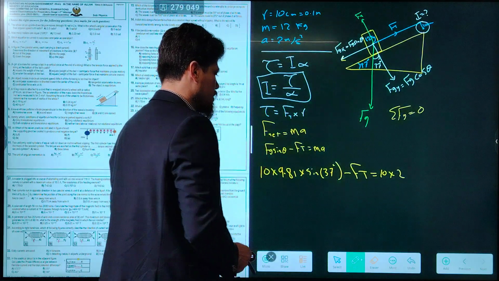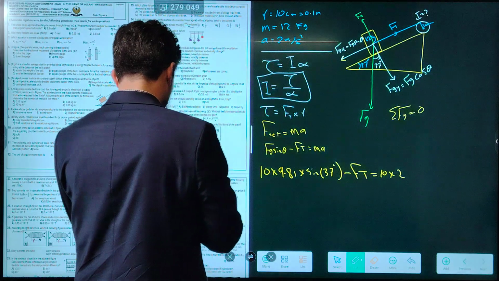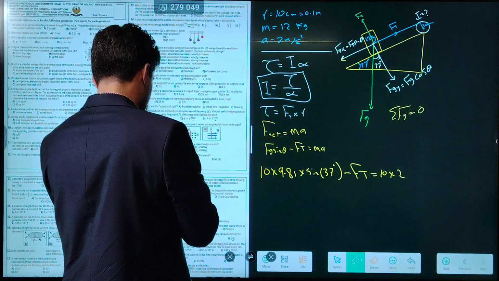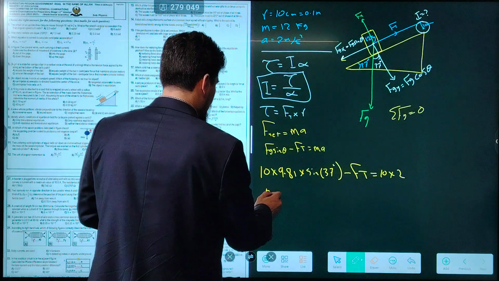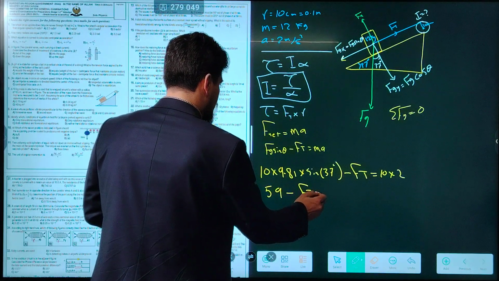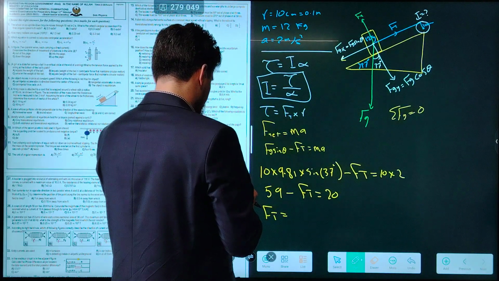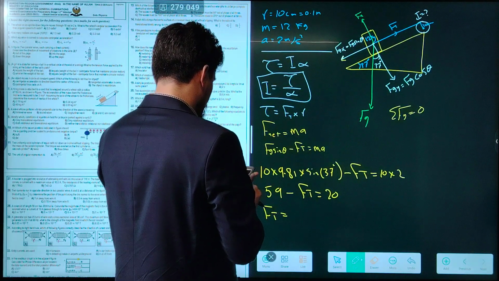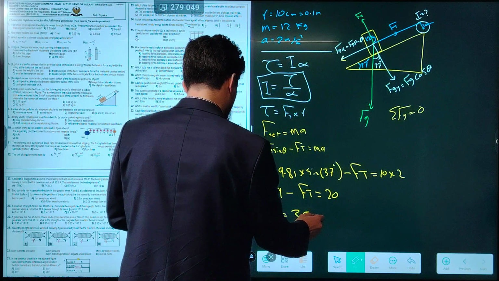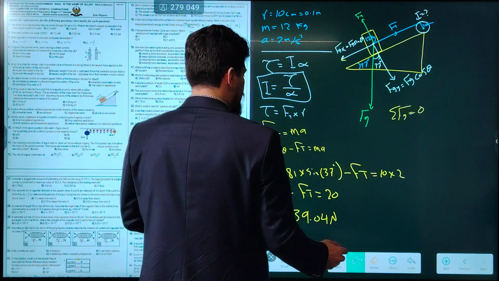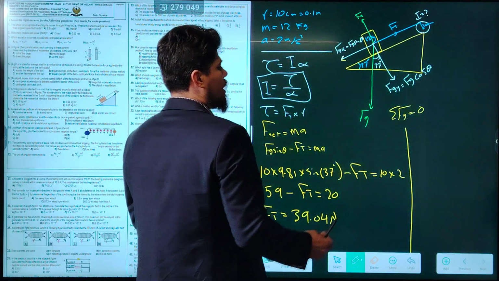10 times 9.81 times sine 37. By calculator, you can calculate 9.81 times sine 37. I got 59. Okay? 59 minus Ft is equal to 20. Ft is equal to what? 59 minus 20 is equal to 39. 39.04 Newton. So this is the tension force that is acting on the edge of the wheel.